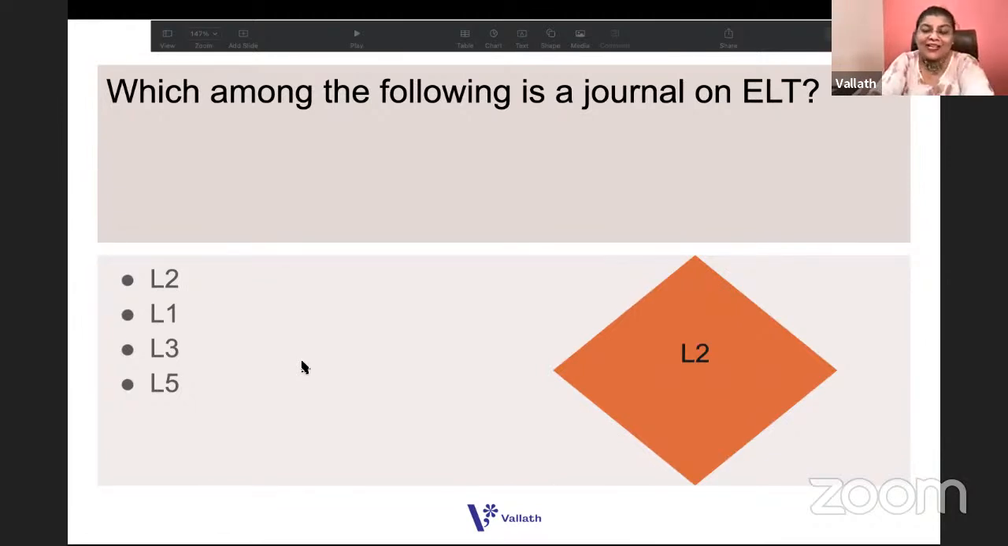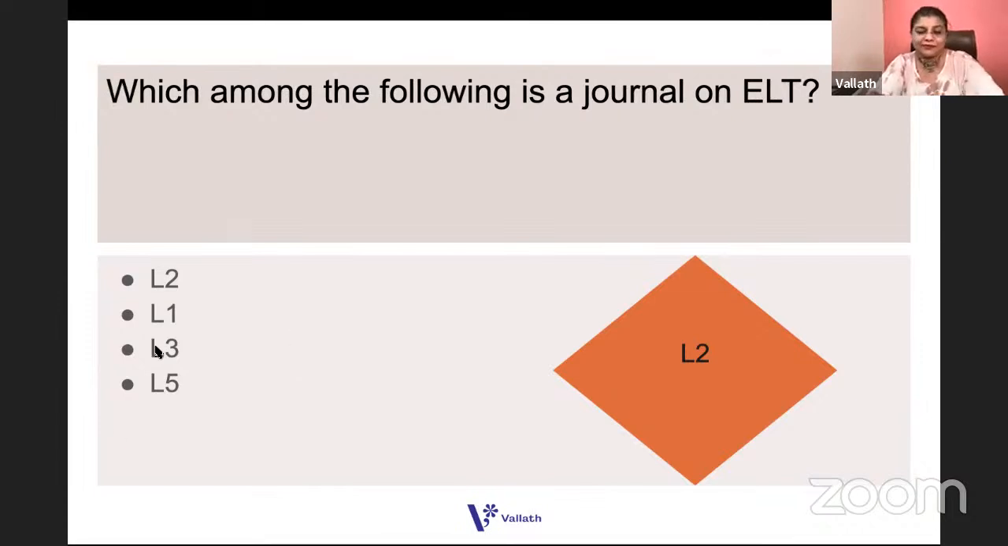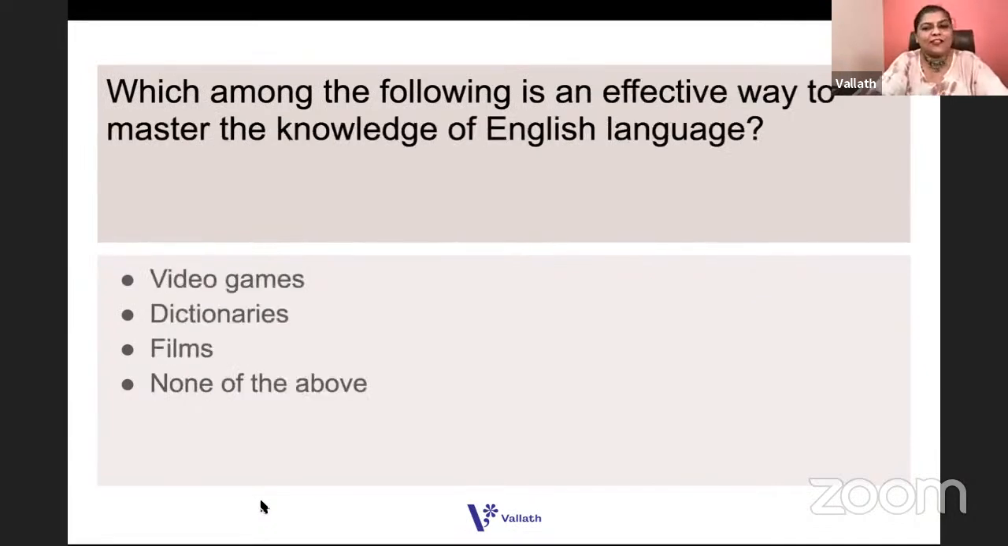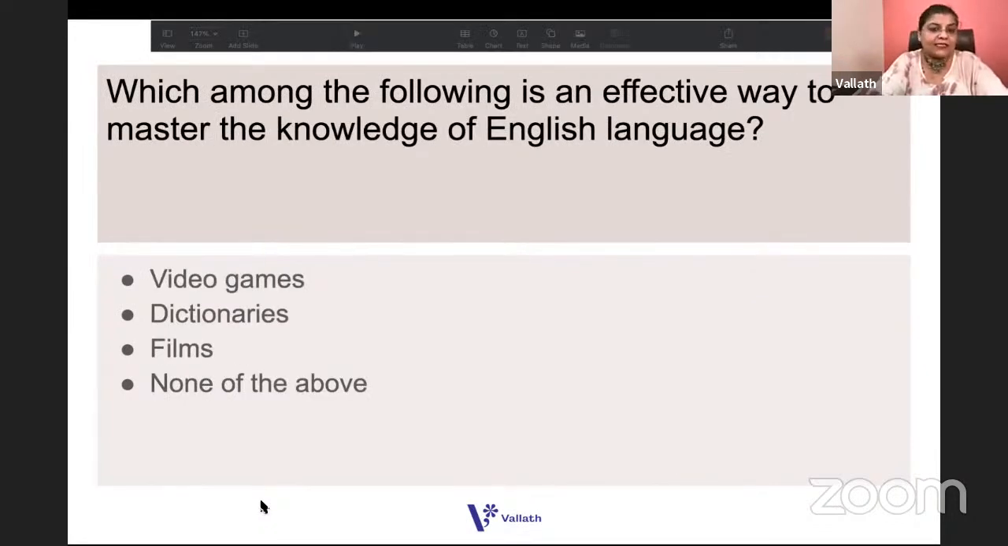Guys, are you liking these questions? It is fun to do these questions and learn with you all. Which among the following is an effective way to master the knowledge of English language? How can you learn to master the English language? Is it through video games, dictionaries, films, or none of the above?